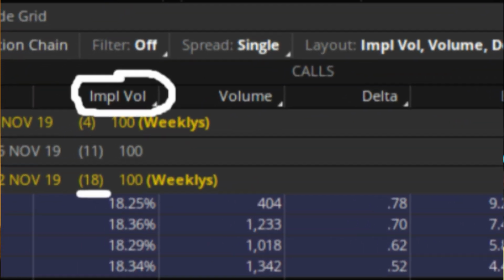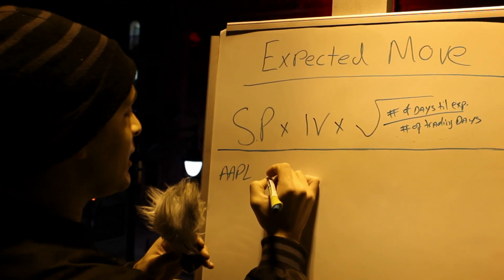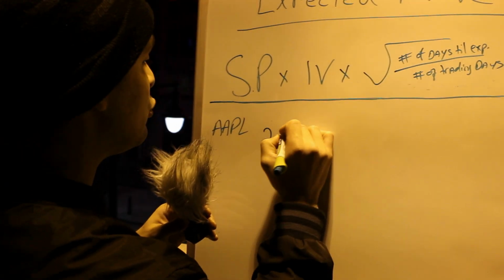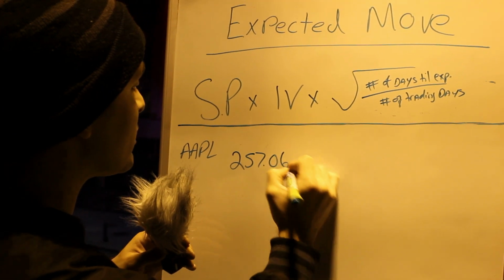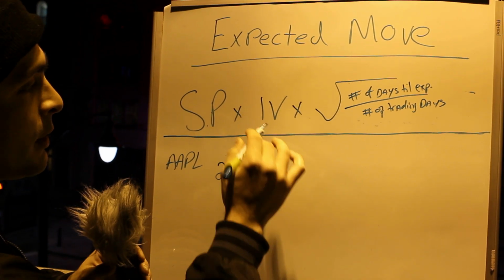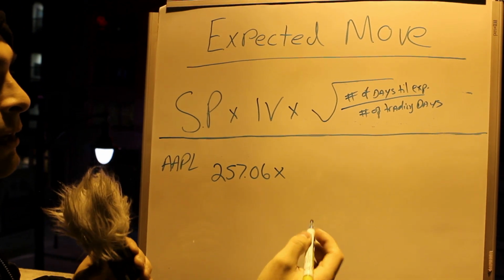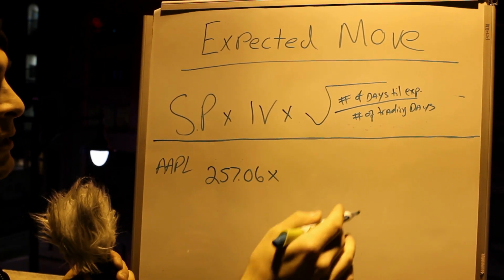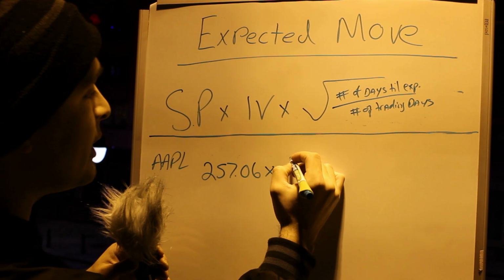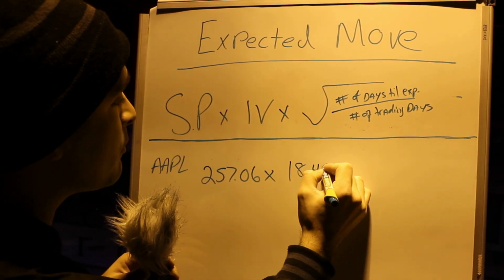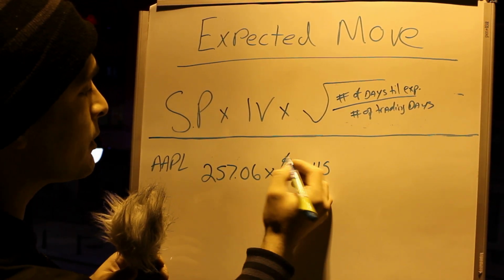We're going to use an example. Let's say Apple has earnings in 2 weeks. And what you do is you look at the Friday and you choose that implied volatility that is shown on the option chain. So let's say 18 days. So let's say Apple right now is trading at 257.06, and you multiply the IV, and we're going to use 18 days away, and the implied volatility of 18 days away was 18.45%.